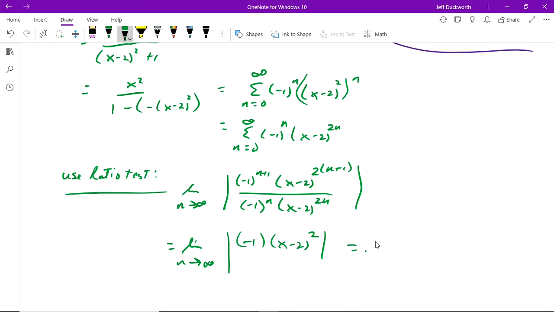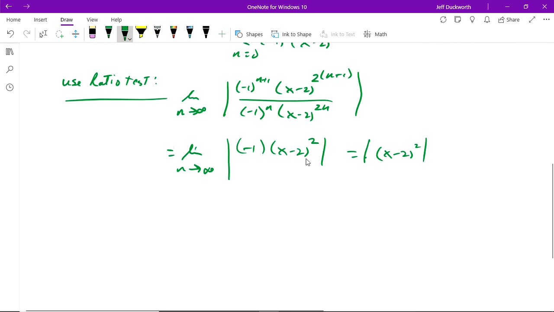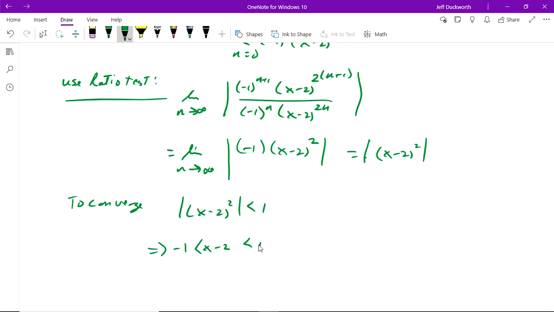Well, this equals, there's no n in here. The -1 doesn't matter. The absolute value of -1 is 1. So this is equal to the absolute value of the quantity x minus 2 squared. So ultimately we need that to be less than 1. So that means that we have -1 less than x minus 2, less than 1, and this is because that value squared has to be a number between -1 and 1. So the value x minus 2 must as well. And then we add 2 to each side, we get a 1 on the bottom, and then a 3 on the top. So that means our interval of convergence goes from 1 to 3.